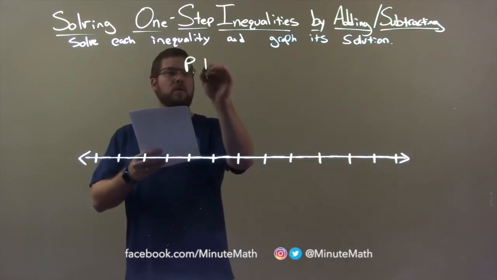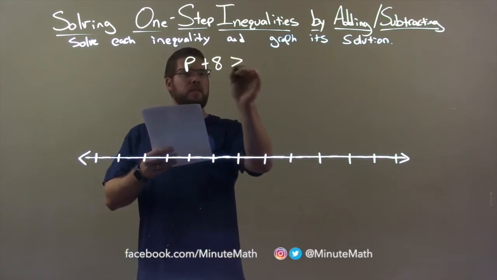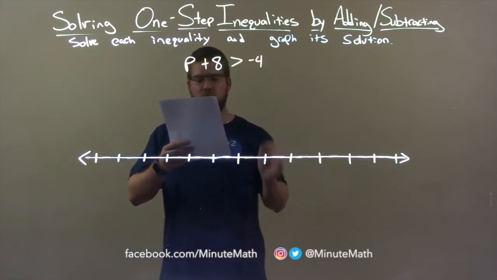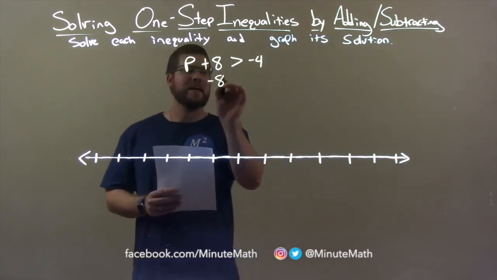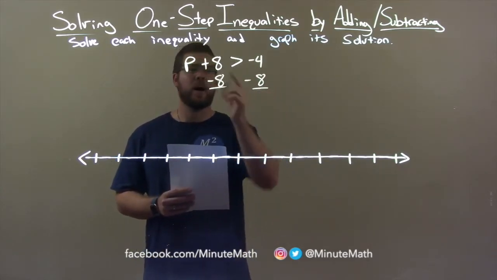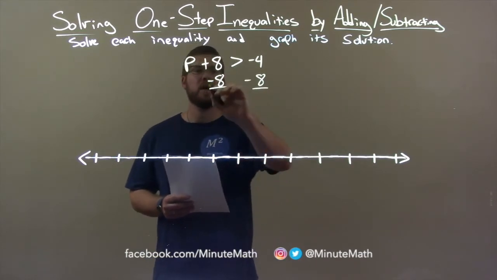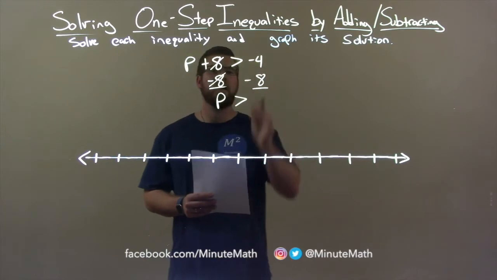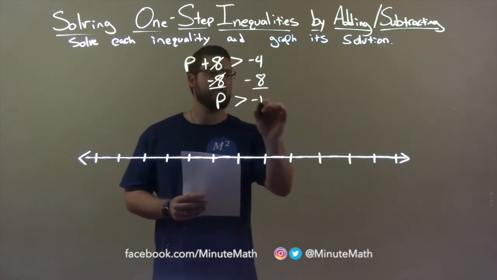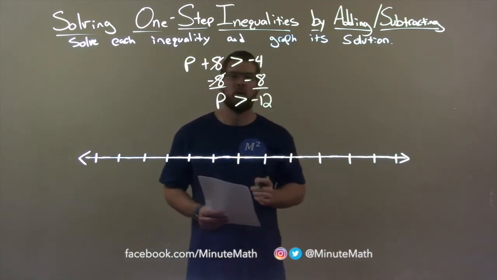p plus 8 is greater than -4. I want to get p by itself, so I subtract 8 from both sides to do that. Remember, opposite of addition, subtraction. The 8 will cancel, and p is now completely by itself, and it's still greater than -4 minus 8, which is -12. So now our inequality is by itself.